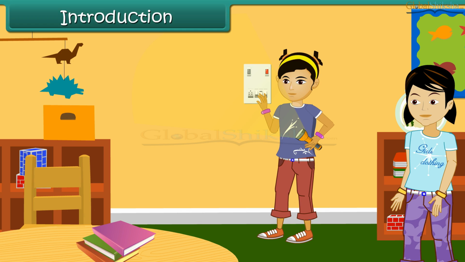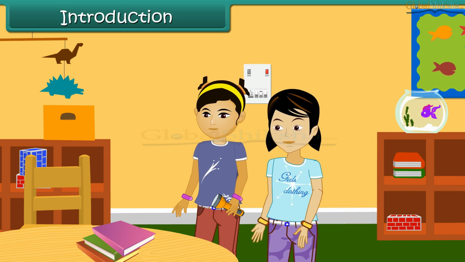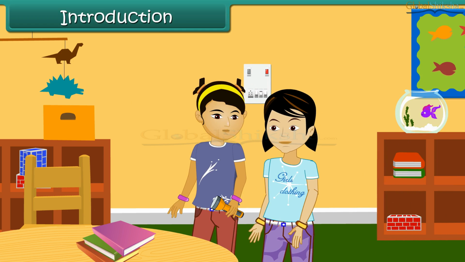I think I have kept my science book in this room, but it is very dark inside. I cannot see. Simran, can you please switch on the light? But where is the switchboard? Take the help of this torch. Here it is. There are your books. It's so difficult to locate anything without light.